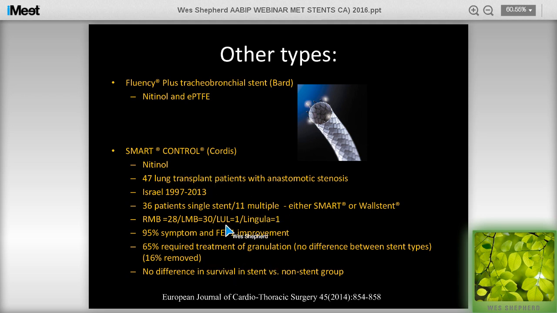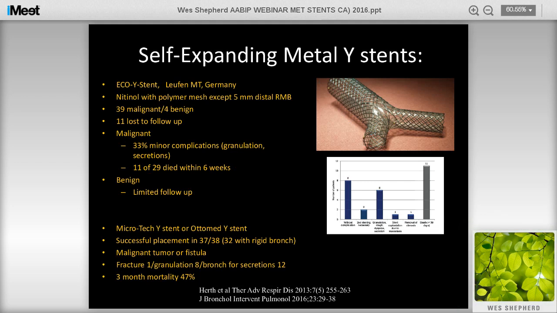Again, predominantly a vascular stent, but there's at least one publication using this stent in lung transplant patients with anastomotic stenosis over a period of time in Israel, 36 patients. Significant symptomatic improvement, fairly high rate of granulation tissue, and no difference in survival. So again, smaller stents, a little bit more of a niche use in this particular population. But again, I just show you this to point out that there are several smaller stents that, while technically approved by the FDA for airway use, were original intentions of being vascular stents.